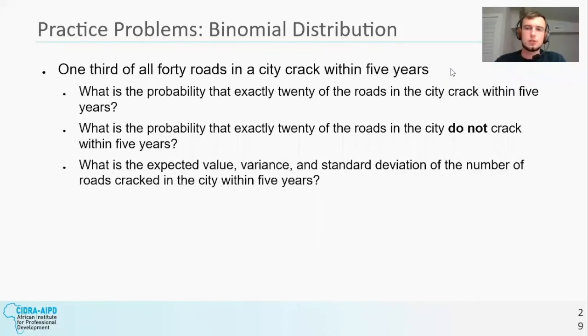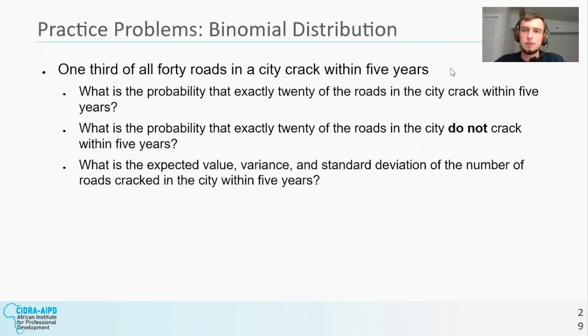All right, so I just wanted to include some practice problems on the binomial distribution. Again, these are ideally for y'all to work out independently. I'm going to show the solutions after I'm done talking about them. So what's the problem? 1/3 of all 40 roads in the city crack within 5 years. If you look at any given road, there's a 1/3 chance that it'll be cracked by the end of 5 years. What's the probability that exactly 20 roads in the city crack within 5 years? What's the probability that exactly 20 of the roads in the city do not crack? And compute the expected value, variance, and standard deviation of the number of roads cracked in the city within 5 years.